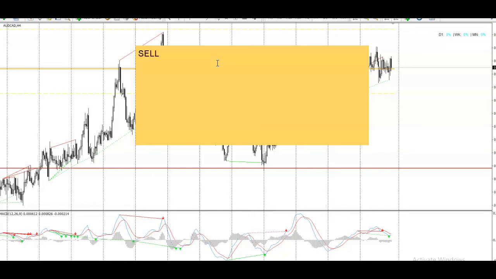AUD CAD at 0.964, and or if you're a bit more risk averse, you can sell on the market open.